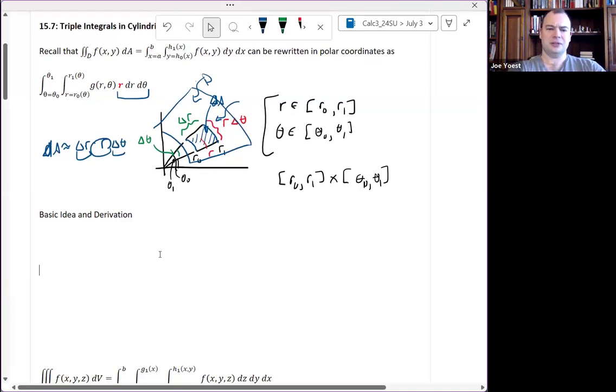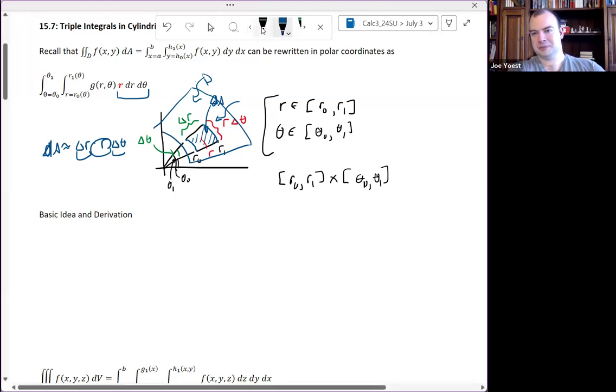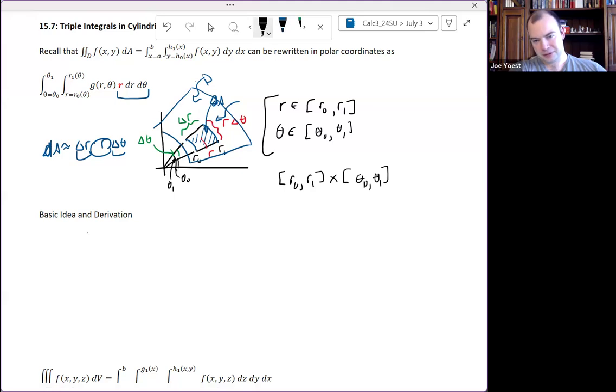Okay, so now let's move to 3 dimensions and look at cylindrical coordinates. The super nice thing about cylindrical coordinates is it's basically the same as polar coordinates. So what's the idea of cylindrical coordinates? Suppose I have some point in 3-dimensional space.